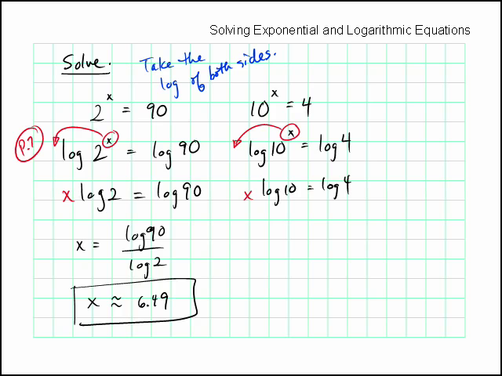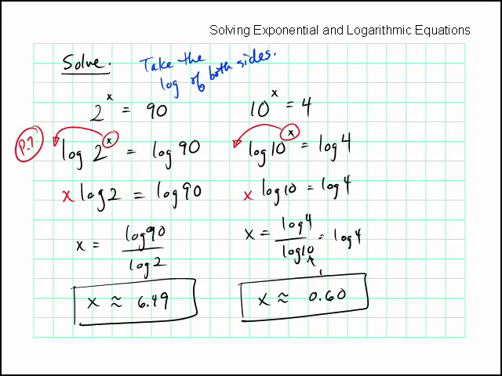Divide both sides by the log of 10. And the common log of 10, by the way, is just 1. This is equal to 1 here. And so this is really just log 4. Let me use my calculator to get an approximation. The log of 4 is about 0.60 approximately. Okay, so to solve these exponential equations, what we're doing is taking the log of both sides.